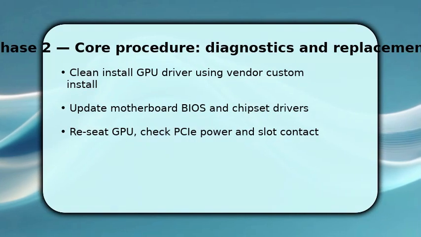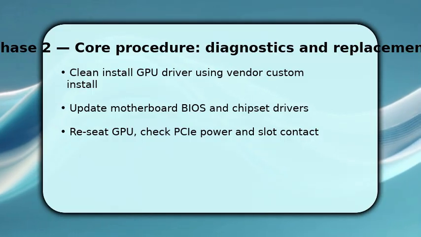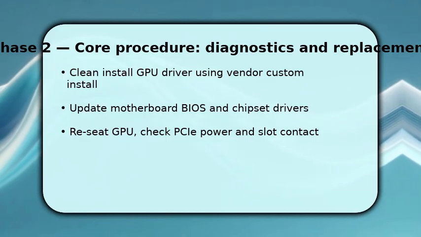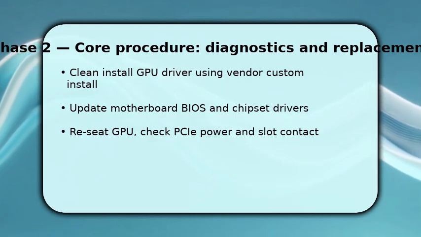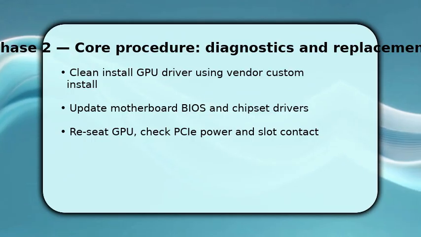Once done removing old drivers, perform a clean install using the vendor's custom installer. Select Clean Install or Custom, then uninstall previous drivers. This prevents leftover files. Then update your motherboard BIOS and chipset drivers because firmware incompatibility often triggers code 43.